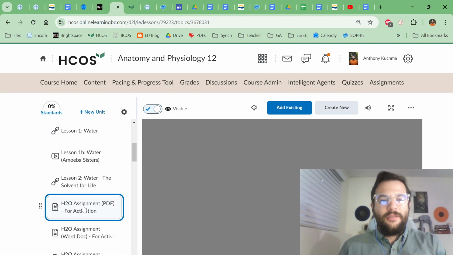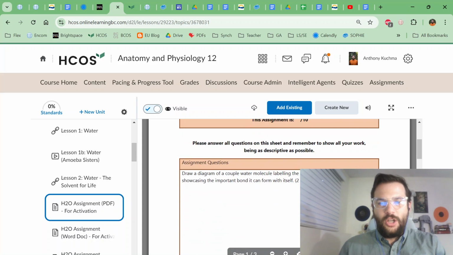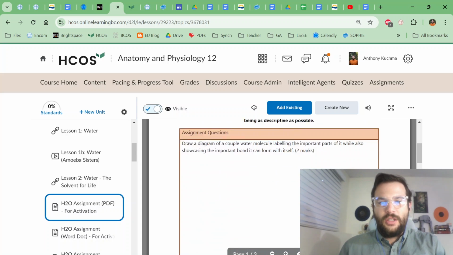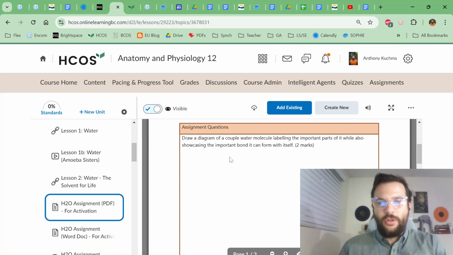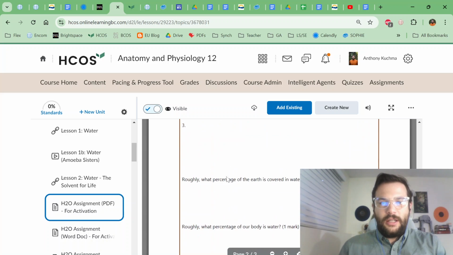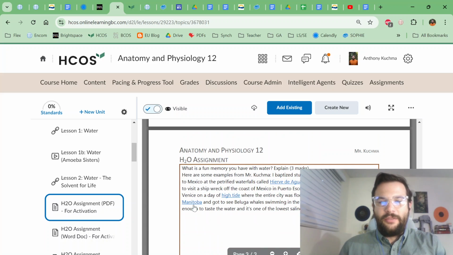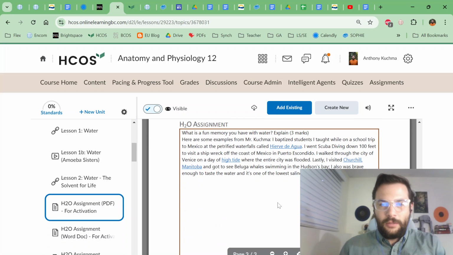And I have an assignment for activation. It is the H2O assignment. So it shouldn't be very long. It's 10 marks. Just a couple questions that you have to go through: a diagram of water, 3 characteristics of water, water in our body, water on the earth, and a fun memory with water. And I write down a couple of my own here as well.